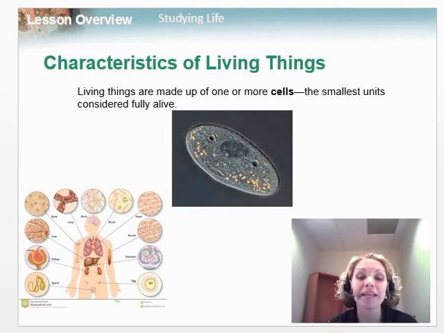All living things are made up of one or more cells. Cells are the smallest units considered to be fully alive. This is a really, really important thing to remember. In order to be living, something must be cellular. Whether it's made of just one single cell, like that picture right there of a paramecium, or whether it's made of very many different differentiated cells, like humans.